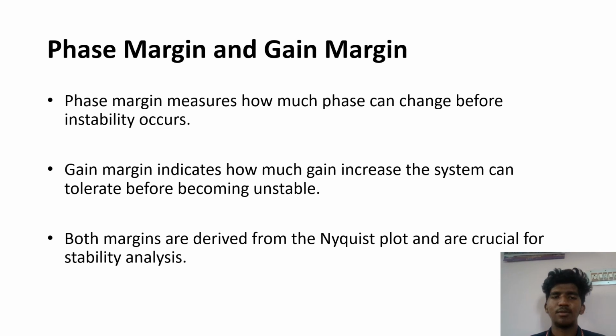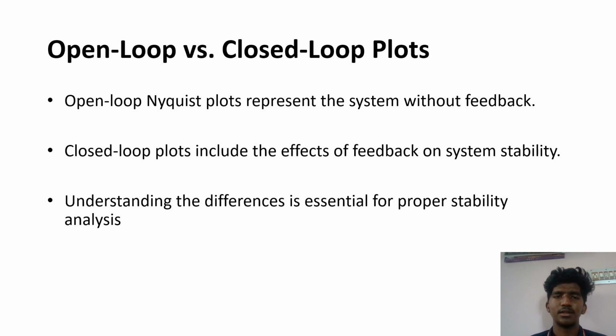Phase margin and gain margin. Phase margin measures how much phase can change before instability occurs. Gain margin indicates how much gain increase the system can tolerate before becoming unstable. Both margins are derived from the Nyquist plot and are crucial for stability analysis.